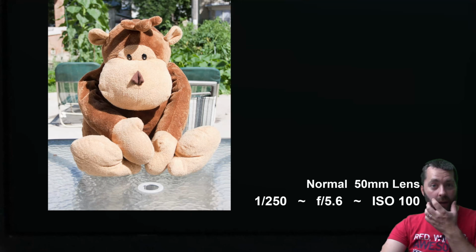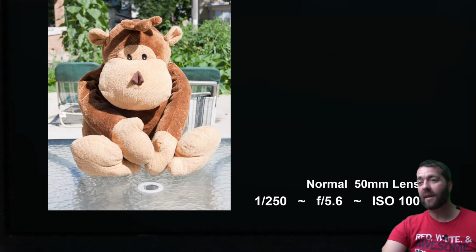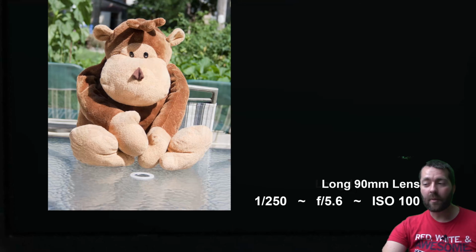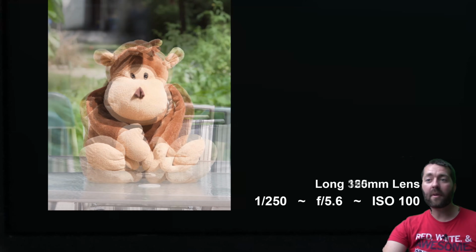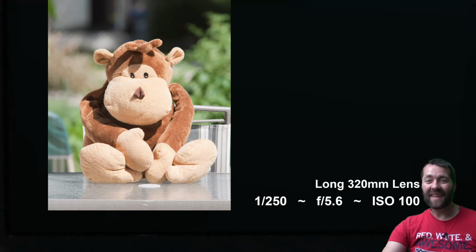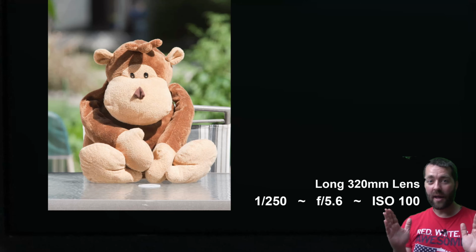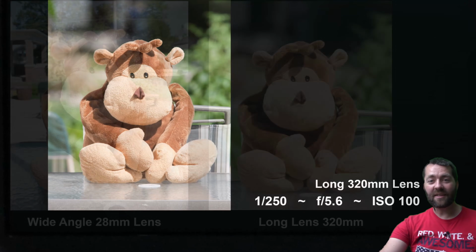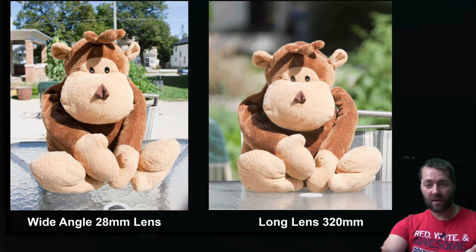We have a normal angle lens compared to the 28mm lens. 90mm lens, 155mm lens, 320mm lens. There's a big difference between super wide to a long lens. Let's take a look at the difference here between our wide angle lens and our long lens.